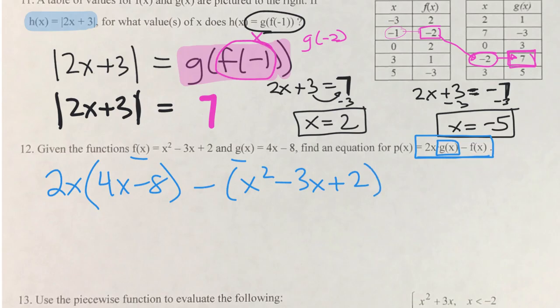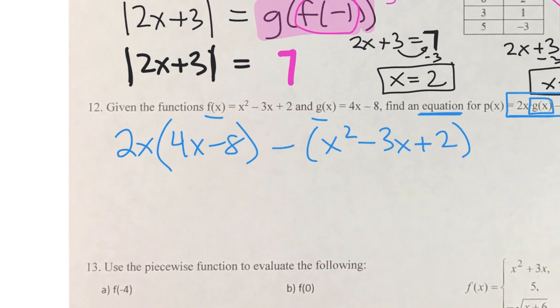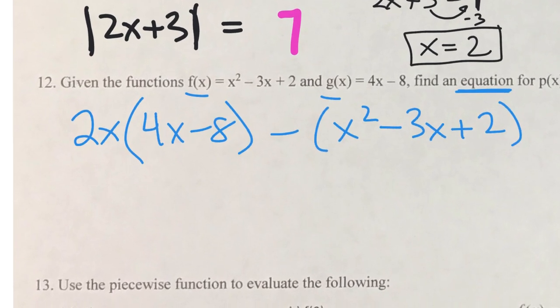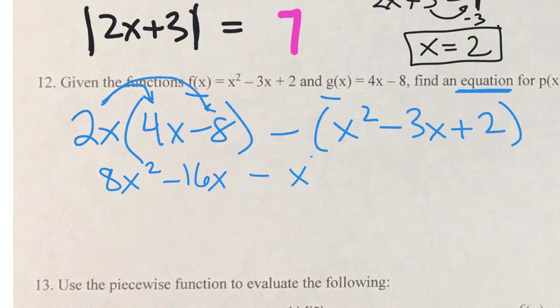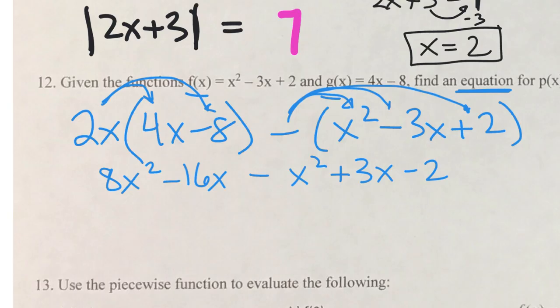Okay, so we're going to find an equation, which means we have to do all that algebra in order to simplify this to one equation with one of each term. So let's do our distribution. So here's 8x squared, and 2x times minus 8 is minus 16x. And then we're going to distribute the negative. In other words, change all the signs of our second thing. So minus x squared plus 3x minus 2.